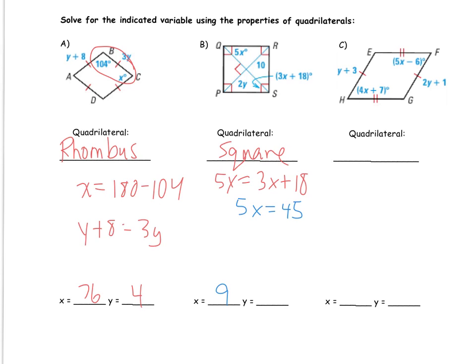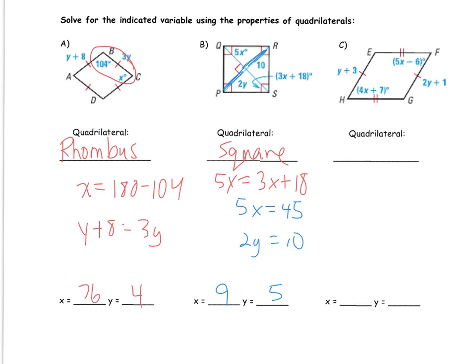Okay, solving for y. Any ideas? Solving for y? I heard 2y equals 10, because since the diagonals are bisected, the two pieces are equal to each other, so y is equal to 5. All right, C. What shape is it? Michaela? Parallelogram. Anybody else?